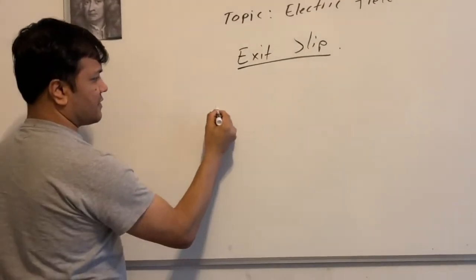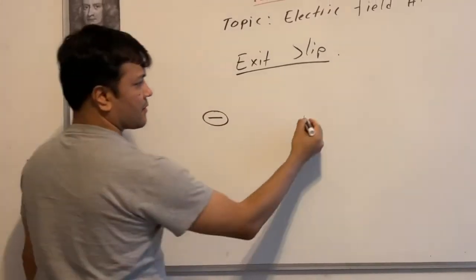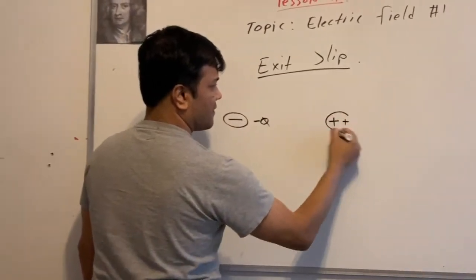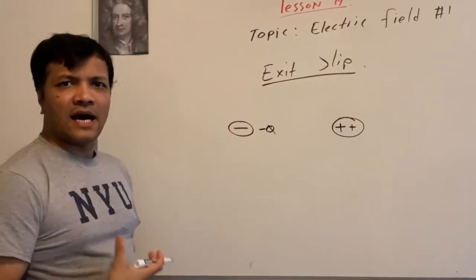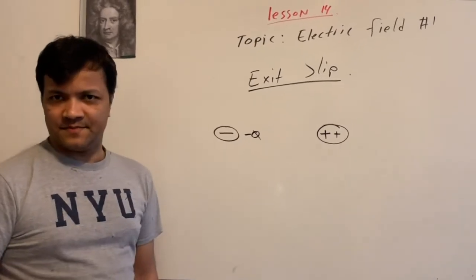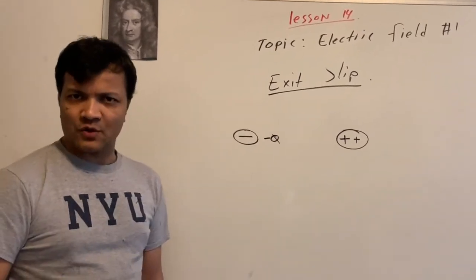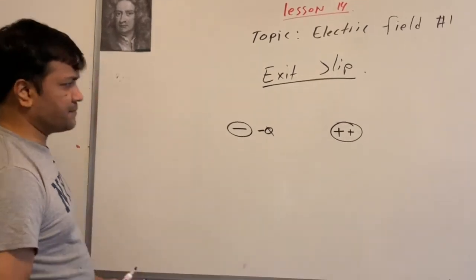Now I have a negative charge, so I have a negative Q. I have two positive charges. I want you to draw field lines. Pause the video and try your own. Now let's do it together.